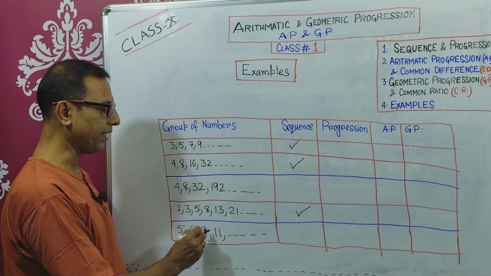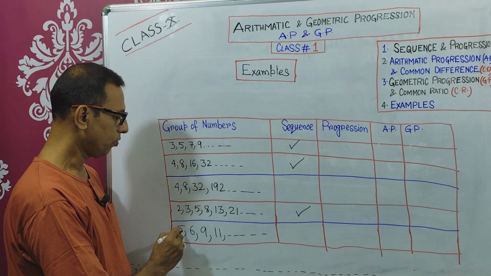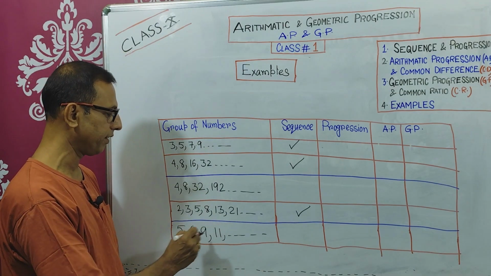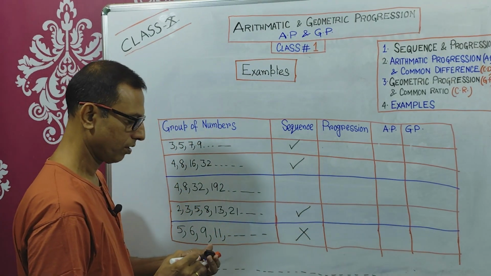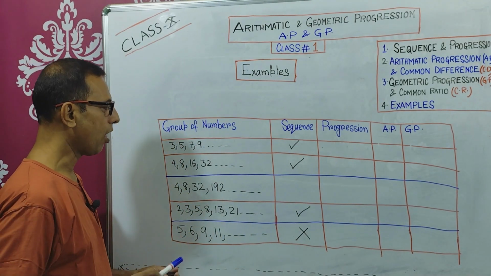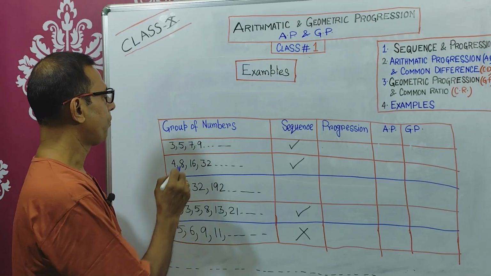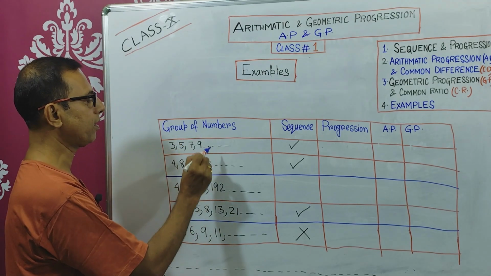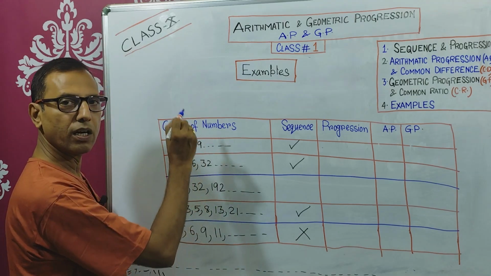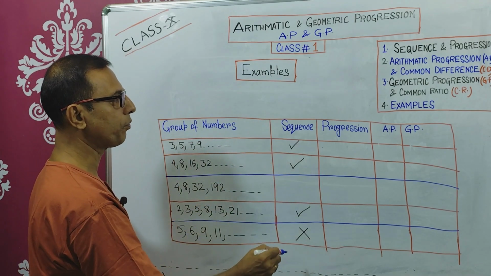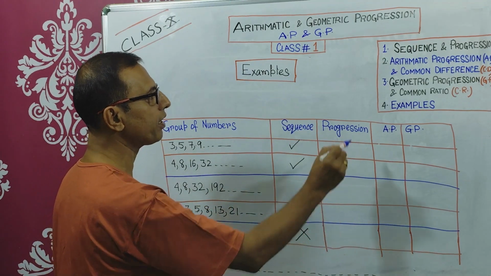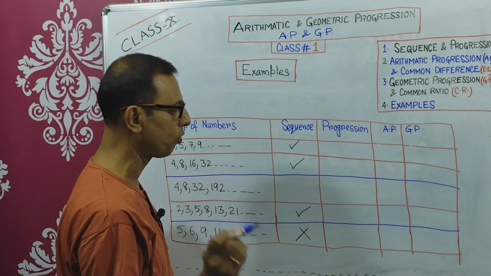5, 6, 9, 11 and so on. We don't see any specific pattern in this particular group of numbers. So this is not at all a sequence, right? Now for each row I will explain whether it is a sequence or progression, AP and GP, yes or no, right?